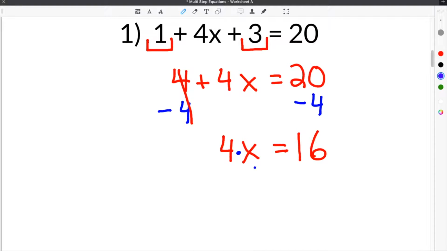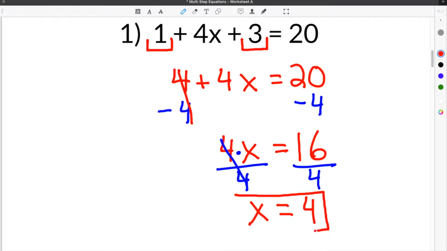And then finally, the last step is to divide. So this is like 4 times x. The opposite of 4 times x is to divide by 4. And then whatever you do to one side, you also have to do to the other. So on this side, the 4's cancel, and you're left with just x. And then over here, we have 16 divided by 4, which of course is 4. So our answer is x equals 4.